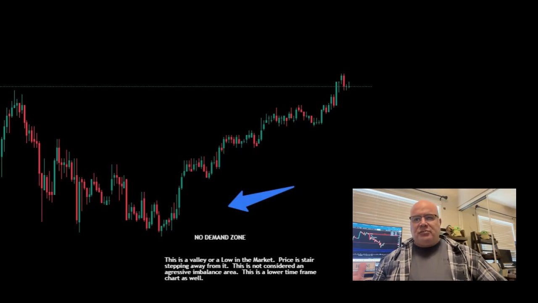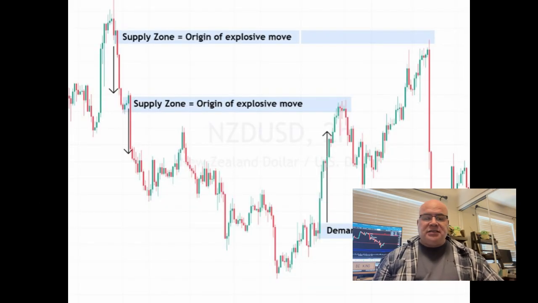On the screen behind me, you see a stair step away example. Notice how the candles are small and overlapping. This is retail activity. In the next slide, you're going to see this explosive move: large, full-bodied candles with no wicks. This is the institutional footprint. All right, sometimes I'll have wicks on them, but for the most part, it's a big move away from an area.